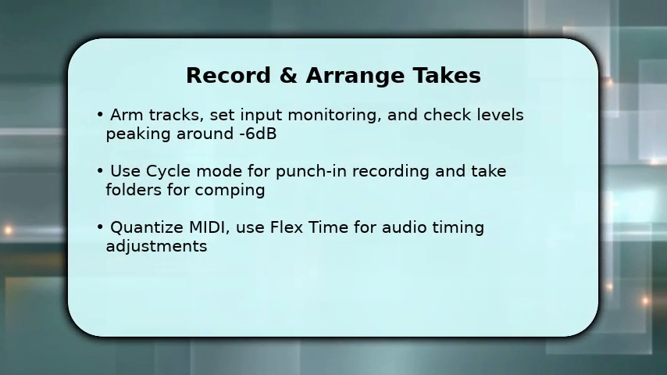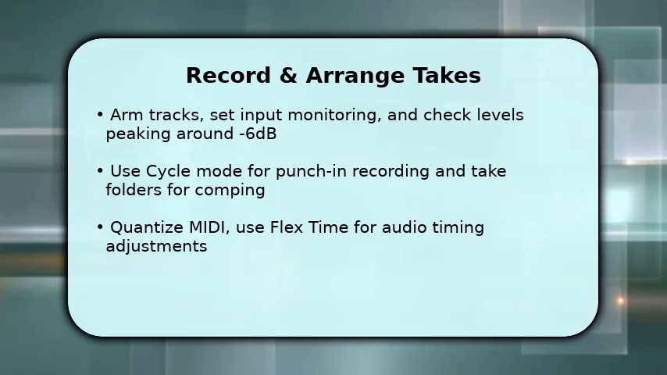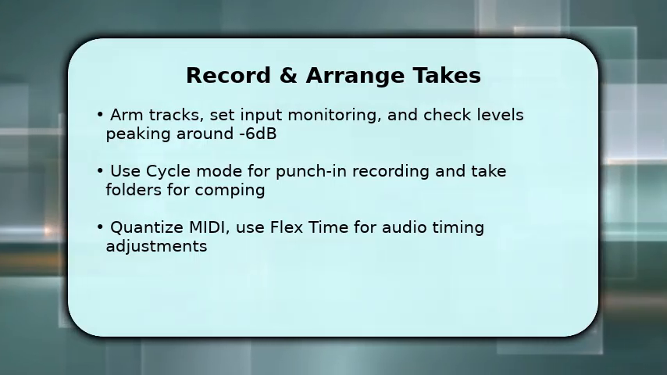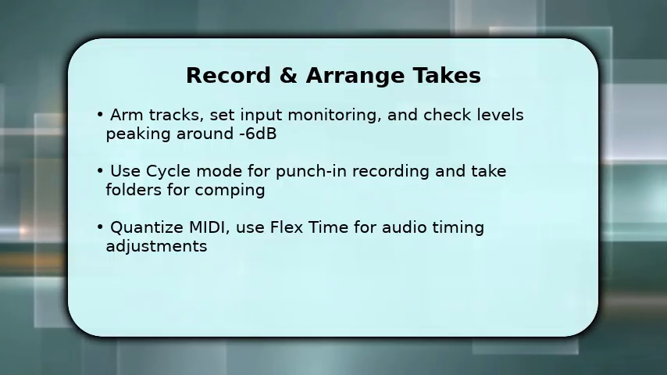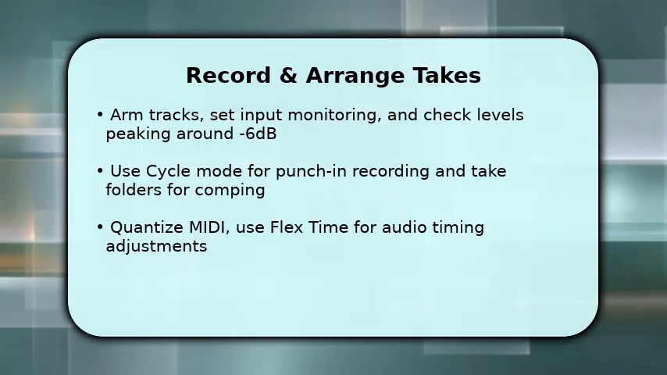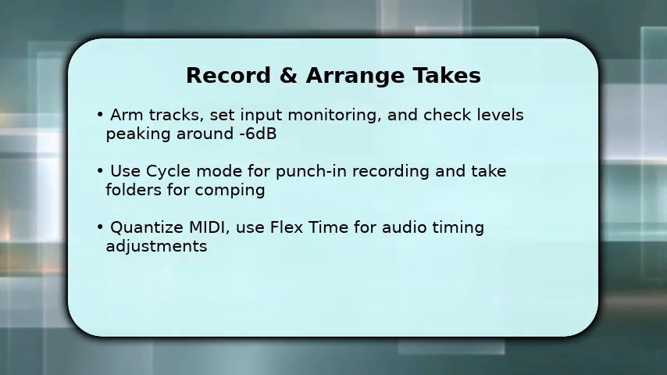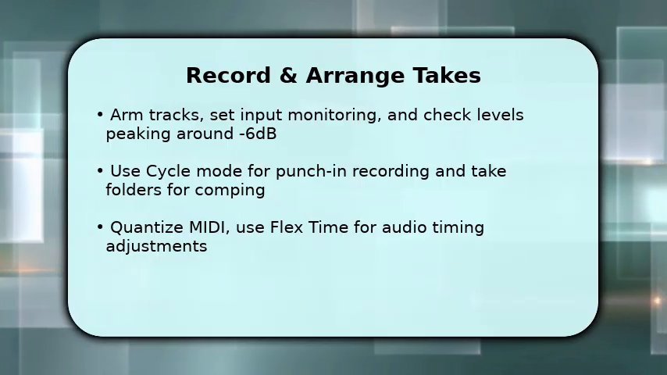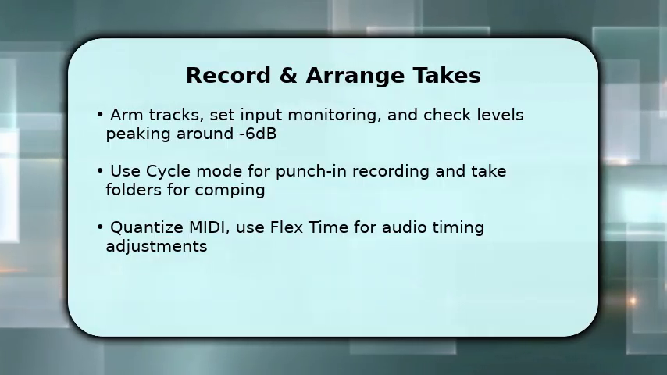You now record and build parts, arm the appropriate tracks, enable input monitoring to hear performance, and watch levels so peaks sit near -6 dB to avoid clipping. Once you have multiple passes, use cycle mode to loop sections and create take folders. Comp best phrases into a single clean track.